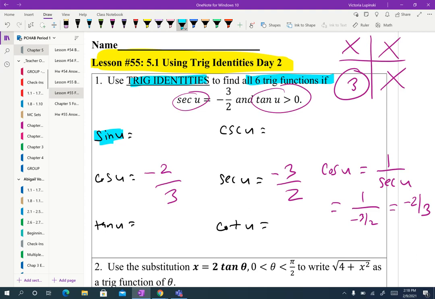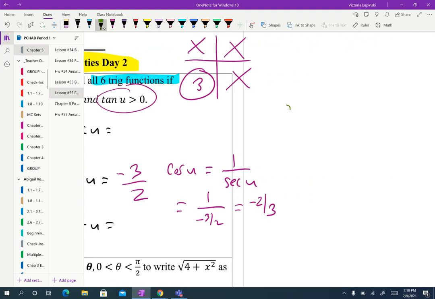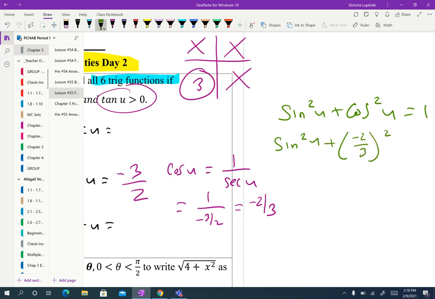So a little bit of room here. I'm going to go ahead and do it off to the side. So the sine squared of u plus the cosine squared of u is equal to 1. That is always true, no matter what the variable is. So the sine squared of u is added to the cosine, which we found was negative 2 over 3, squared, is equal to 1. So sine squared of u is added to, square the top, you get 4. Square the bottom, you get 9. And then instead of saying 1, I'm going to convert that to be 9/9. So the sine squared of u is equal to 5/9.